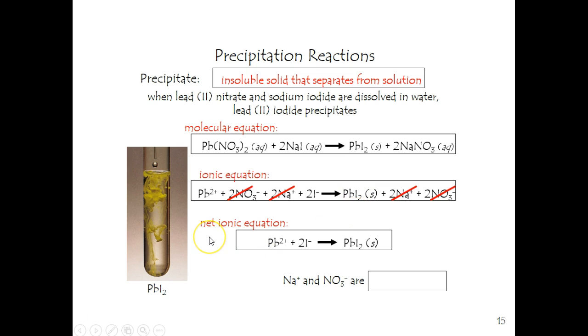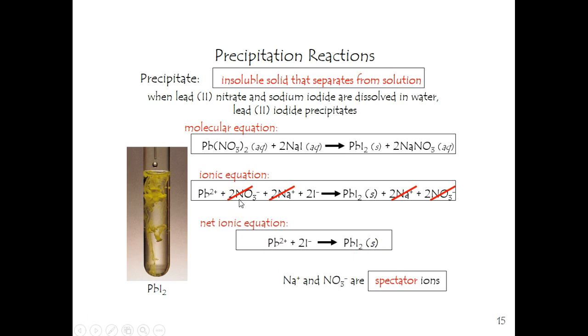The net ionic equation simply shows the ions that are present in solution. So what's happening, the net ionic equation is typically just what happens to form the solid. The lead plus the iodide forms the lead iodide. How do we know that?